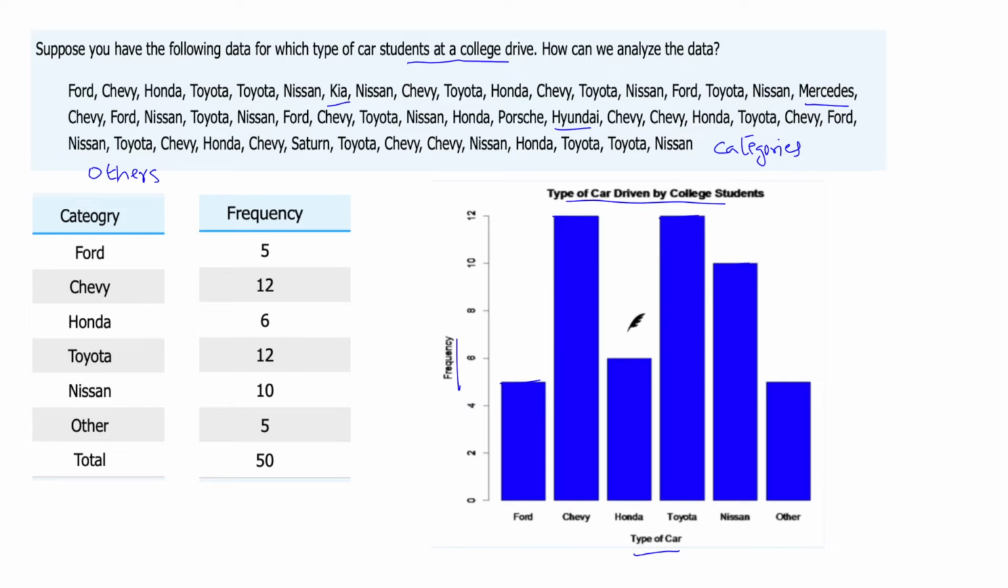Thirdly, there should be labels on each axis and a title for the graph. On the y-axis, we have the frequency. On the x-axis, we have the category, and we have this title as well. Then there should be a scaling on the frequency axis, and the categories should be listed on the category axis, like we have already done. On the x-axis, we have Ford, Chevy, Honda, Toyota, Nissan, others. And on the frequency axis, we have these numbers. Lastly, the bars should not touch. So these are some key features of a bar graph you should remember.